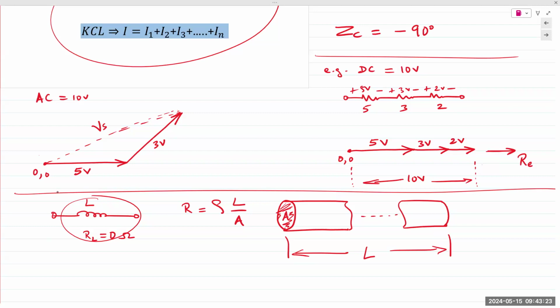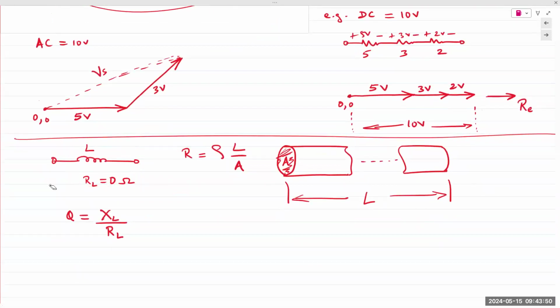So Q represents the quality factor of that inductor or that capacitor. It is defined as the ratio of the reactance of the inductor to the series resistance of that inductor. The inductor, this is ideal.